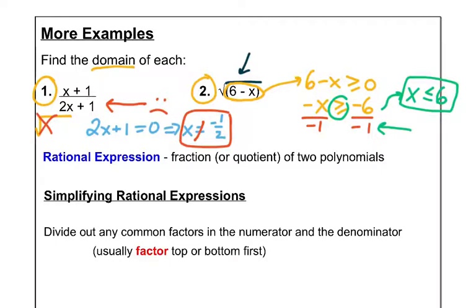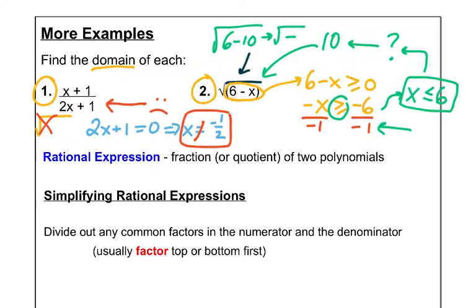And if you ever want to double check, am I right? Did I get this right? What we can do is, let's pick a value that's not in your answer. For example, pick a number that's not less than or equal to 6. I'll pick 10. Let's plug it in. Ooh, do you see that? How about the square root of 6 minus 10? Do you see what's going to happen? I got a square root of a negative. We don't want that. So our answer is beautiful. Okay, so that's how you find the basic domain.